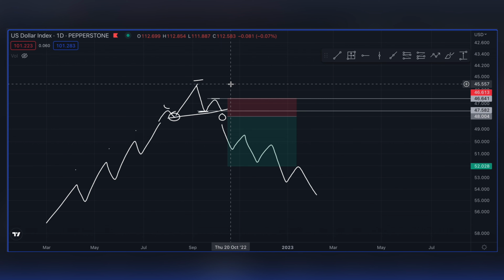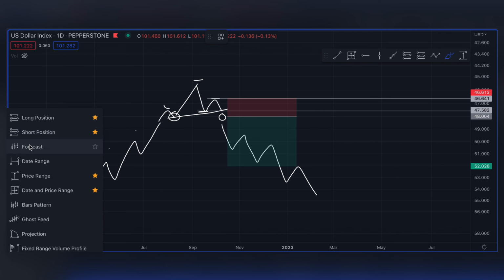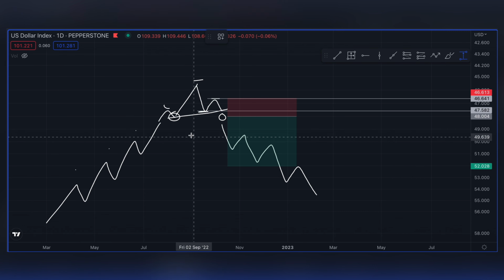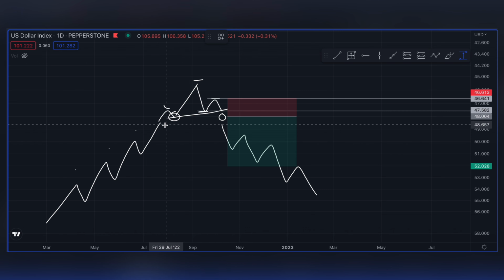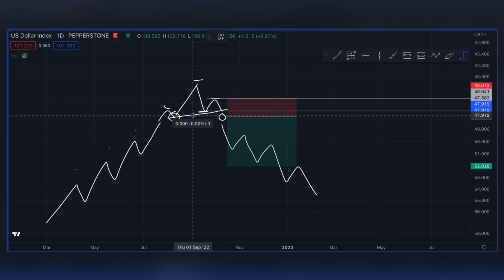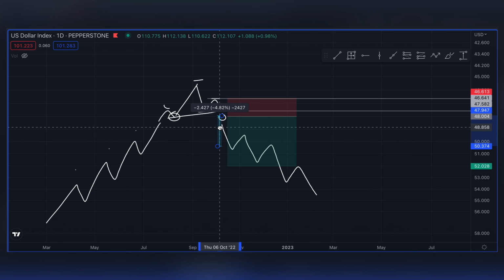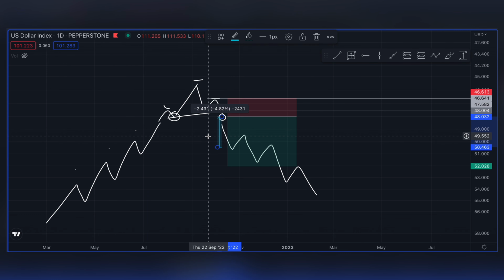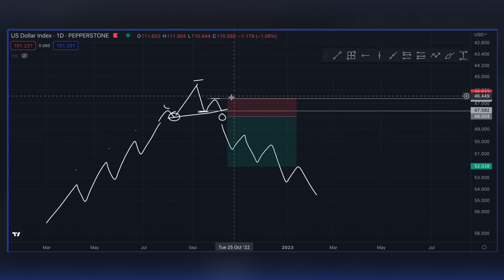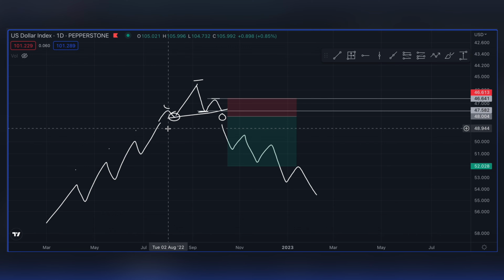Lots of books and lots of YouTubers say that you have to measure the distance between the neckline, this line which you make from the lows between the shoulders and the head, and the head tip. You take this distance and put it from the candle which makes this breakout. But I don't totally agree with this, because you have to take a look at the whole situation.